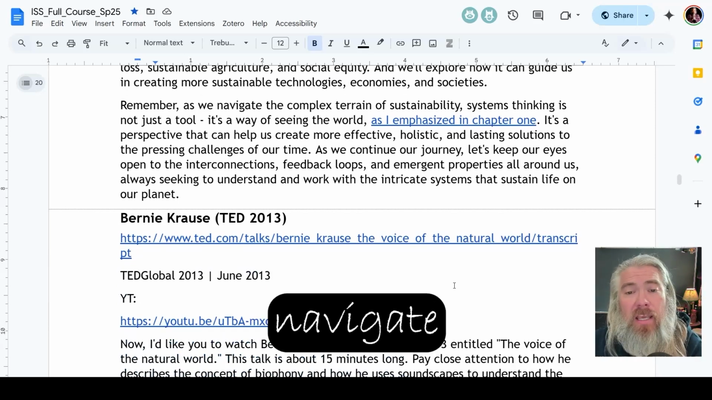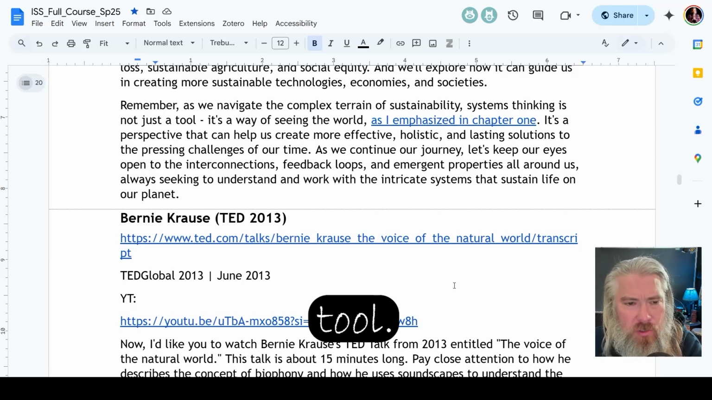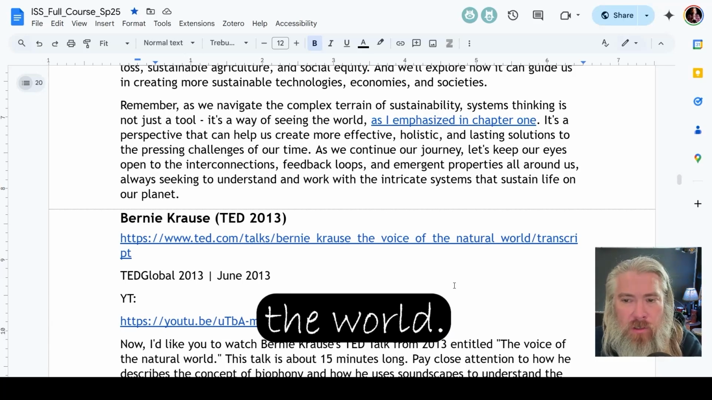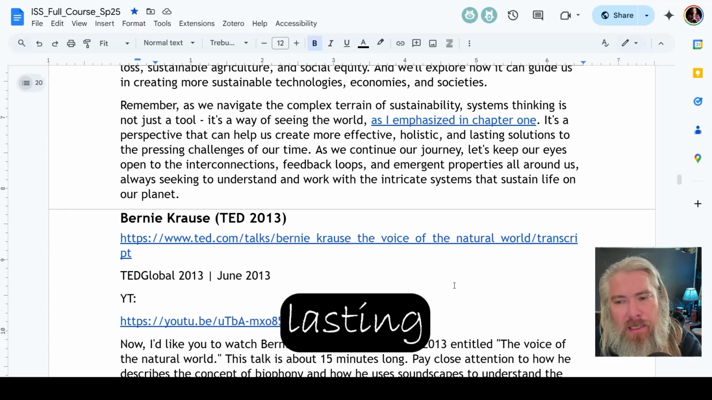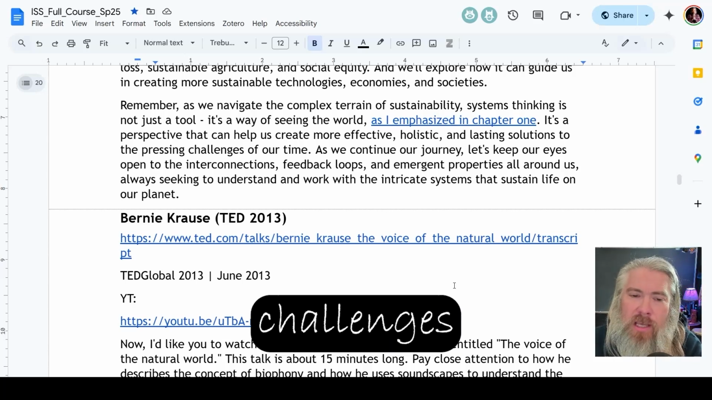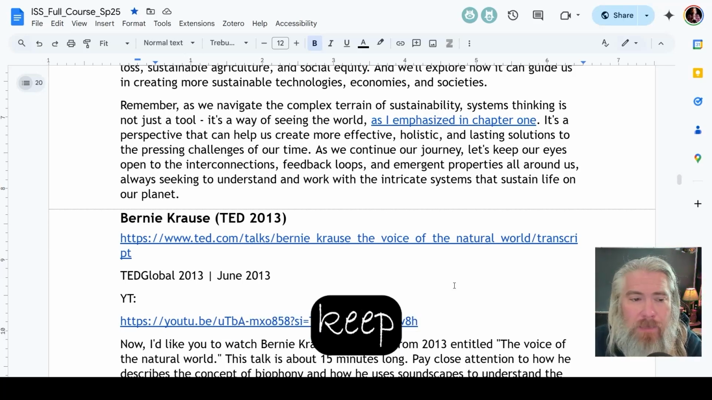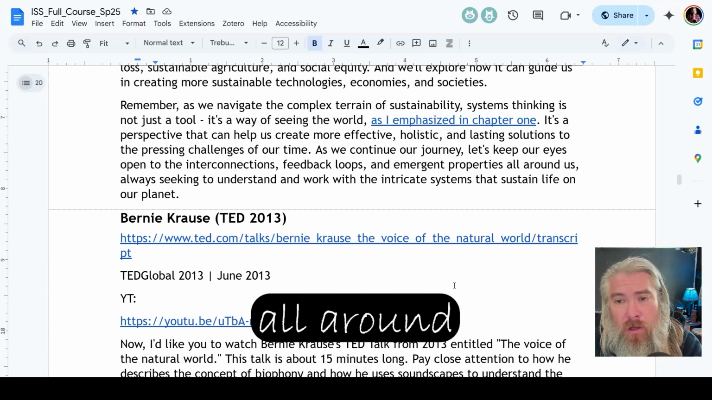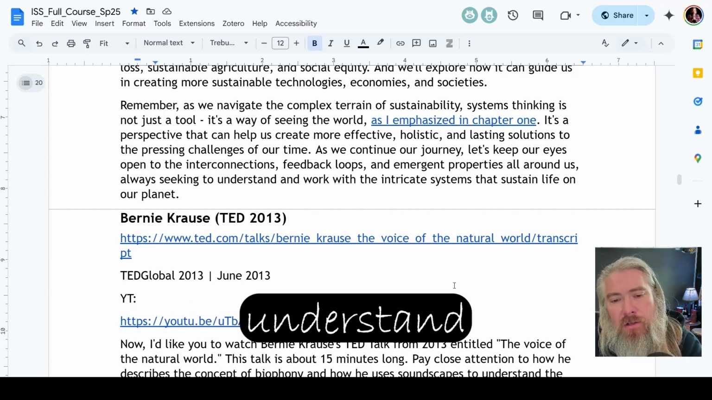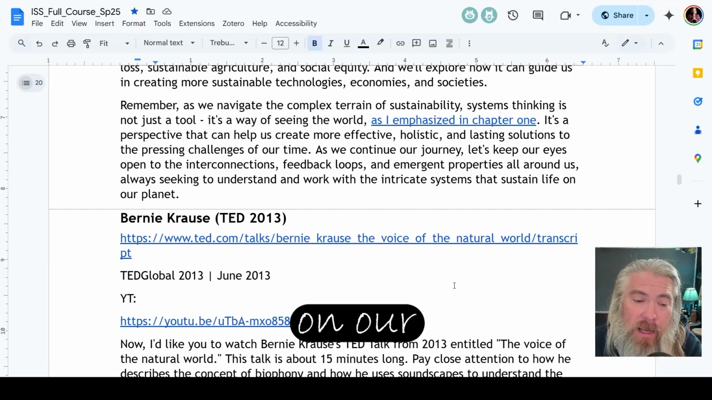Remember, as we navigate the complex terrain of sustainability, systems thinking is not just a tool, it's a way of seeing the world, as I emphasized in Chapter 1. It's a perspective that can help us to create more effective, holistic, and lasting solutions to the pressing challenges of our time. As we continue our journey, let's keep our eyes open to the interconnections, feedback loops, and emergent properties all around us, always seeking to understand and work with the intricate systems that sustain life on our planet.